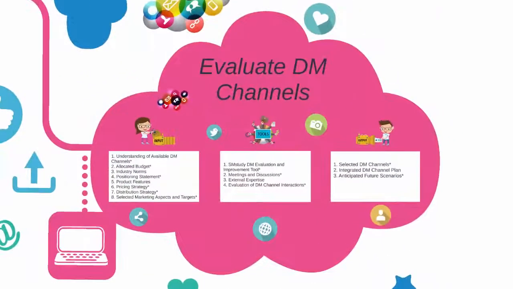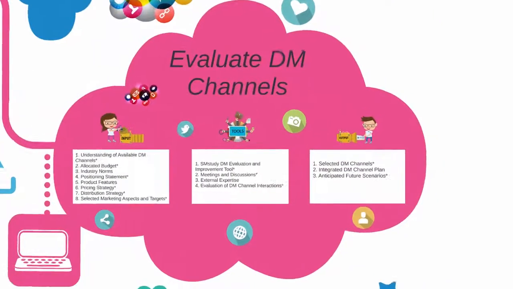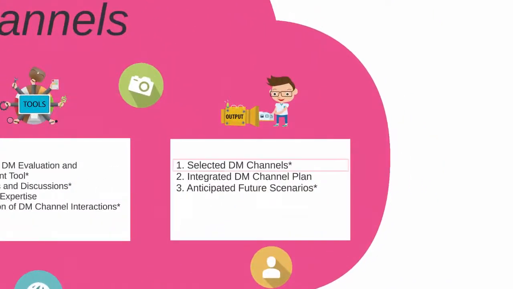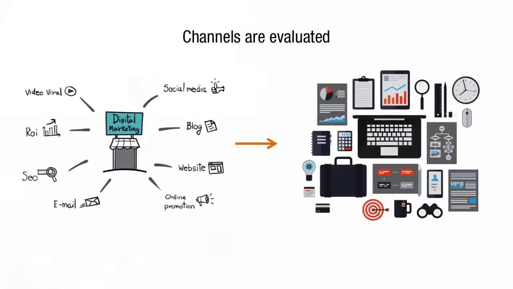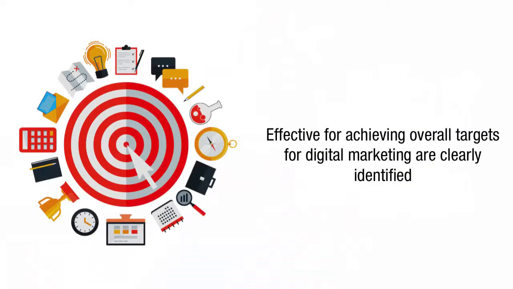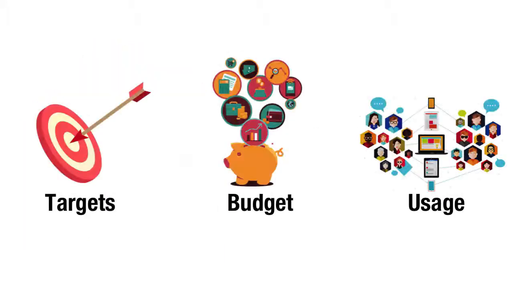Hello, and welcome to this module on the outputs of the Evaluate DM Channels process. Selected digital marketing channels are the first output of this process. Channels that are evaluated as most effective for achieving the overall targets for digital marketing are clearly identified. The following needs to be outlined for each of the determined channels.